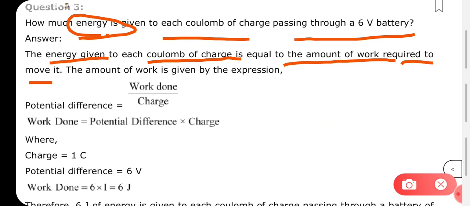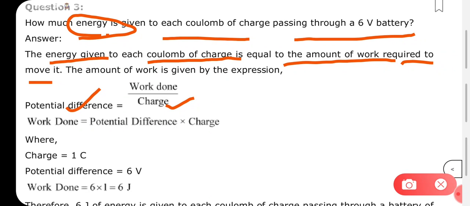So how much energy has to be given to each charge will be equal to the amount of work. And you know that work done is what? Work done is potential difference into charge, or you can say potential difference is work done per unit charge. So the charge value you already know, it is 1 coulomb of charge on which work has to be done, right? And the potential difference is also given, that is 6 volts. So what will be the work done?